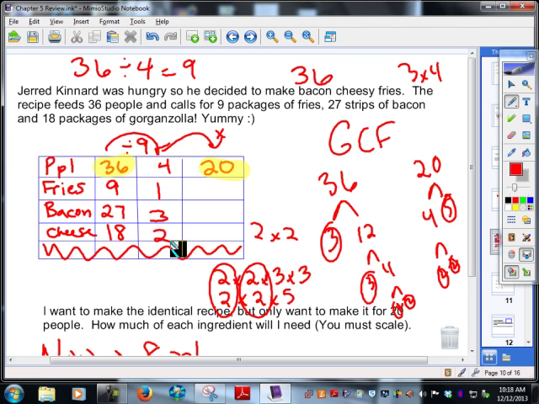Gorgonzola, yes. Now I know that to go from 4 people to 20 people, I'm multiplying by 5. I'm making 5 times more of it, right? So I need 5 times more of each ingredient. 1 times 5 is 5 bags of fries, 15 strips of bacon, and I need 10 bags of cheese. Does that make sense? Now for this little bonus part down here that I added on.